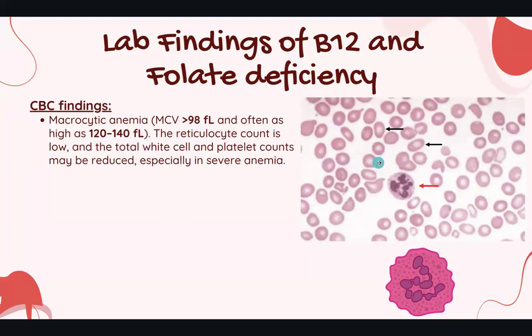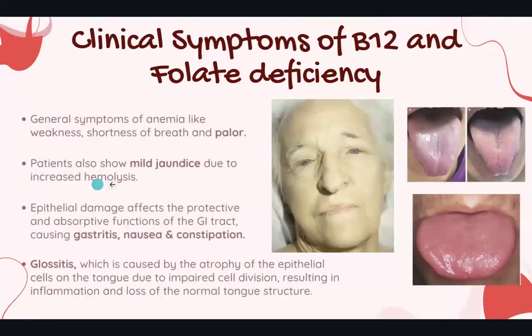The reticulocyte count is low, and this suggests that there's an inadequate bone marrow response to the anemia. Okay, and then you would also see total white cell and platelet counts reduced, and you would see this especially in severe anemia.